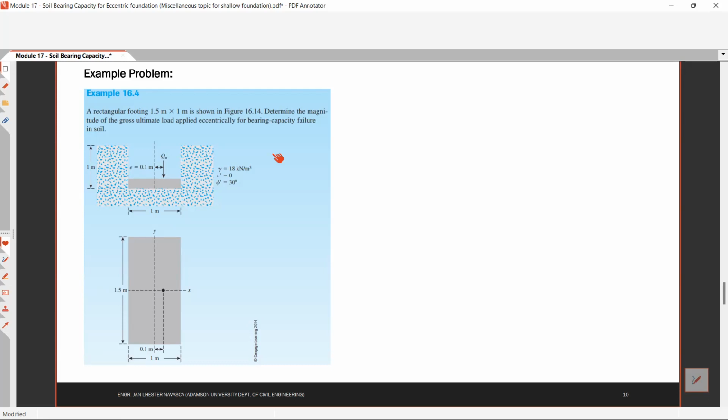So since this is one way eccentricity, or only eccentricity in single axis, so ano yung magko-cause ng bending dito? That is cause bending in y. Okay, tama. And what is the effective area? Tama ba na ito yung effective area dito?